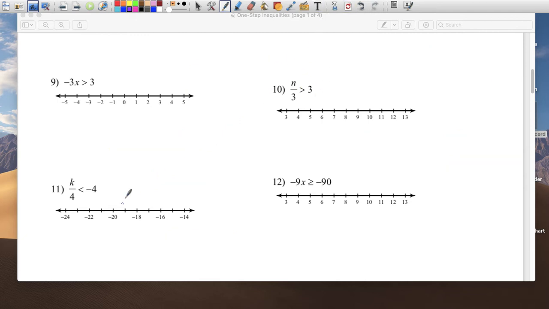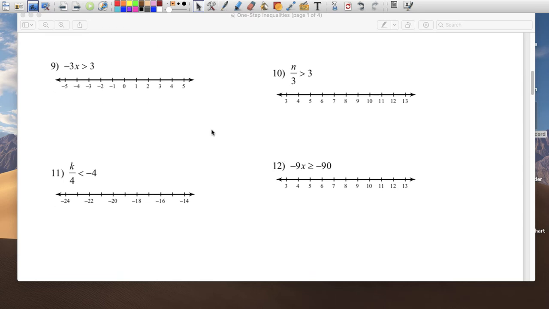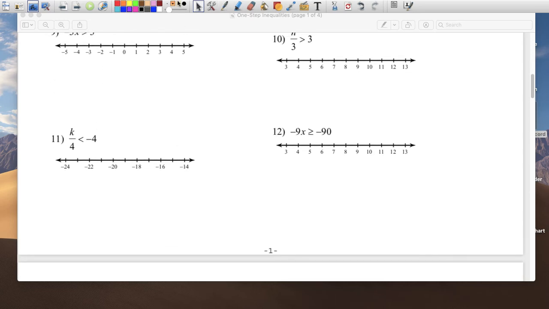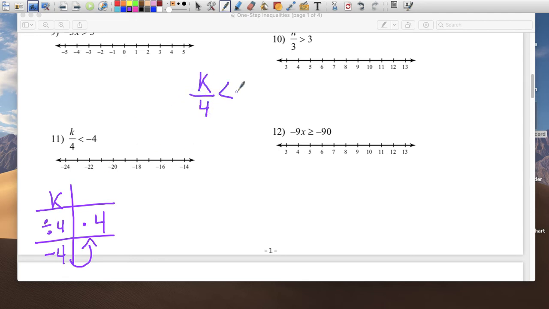Let's do one more with multiplication. Let's do number 11. Again, let's start with our story. We have a variable k which is being divided by 4, right? That's what it says. That's less than -4. Going backwards, we're going to do the opposite of division, which is multiplication. We're going to go times 4. So let's do that: k over 4 less than negative 4. The first thing we want to do is multiply each side by 4. Multiply this side by 4.